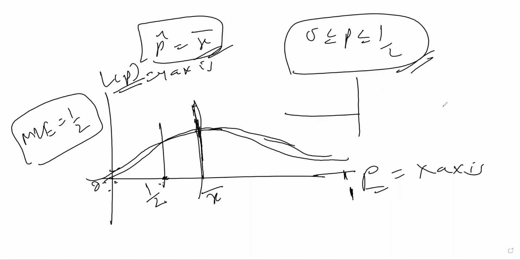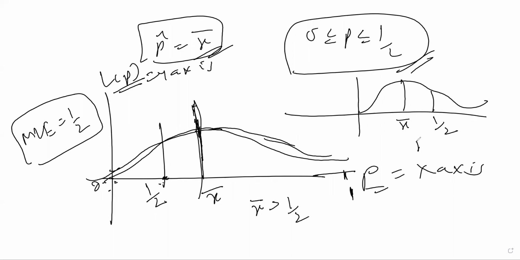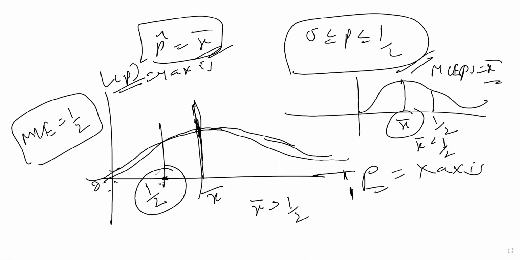Now let's make another diagram. Again, this is x bar. Now your half lies on this side. In the earlier case, x bar is greater than half; in this case, x bar is less than half. So the MLE will be x bar. Therefore, we can say that whichever is smaller, half or x bar, that is the MLE. So the MLE of p will be the minimum of x bar comma half.